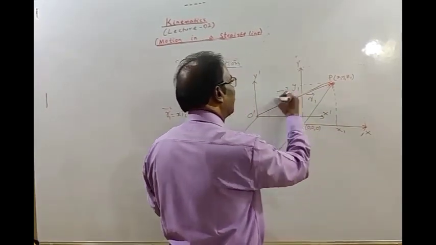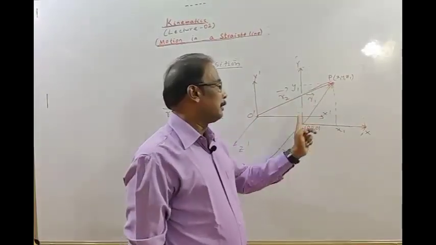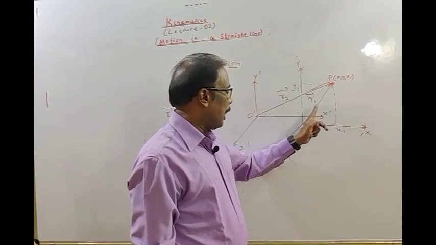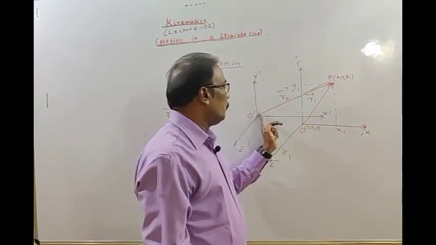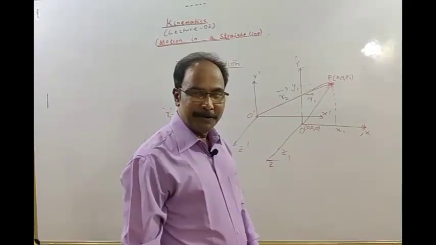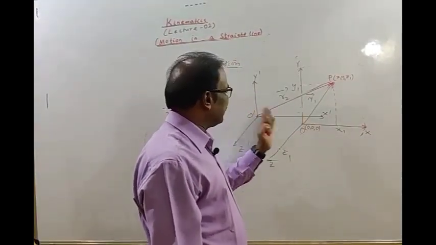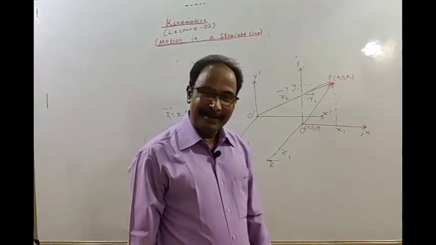Let's take it as R2. See, origin changes, position vector changes. Position vector was R1 with respect to origin O. Position vector is R2 with respect to origin O dash. So if the position of the origin changes, then the position vector changes.